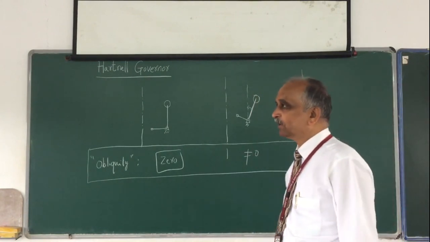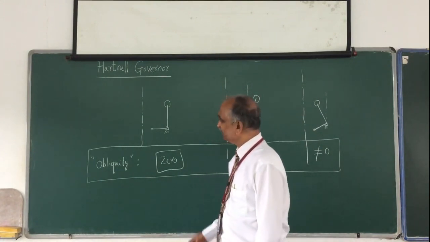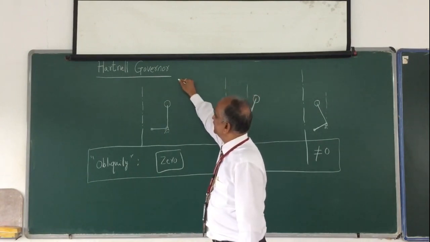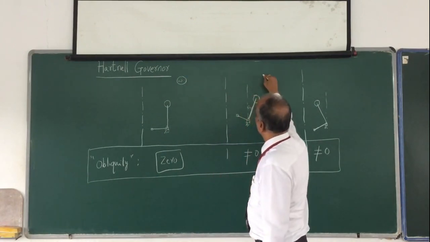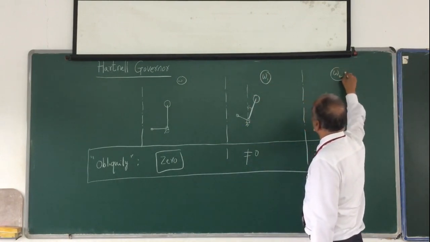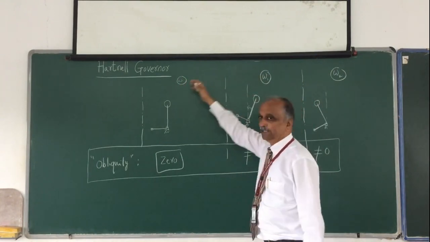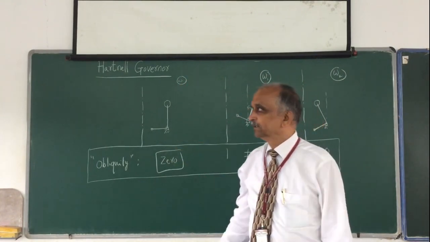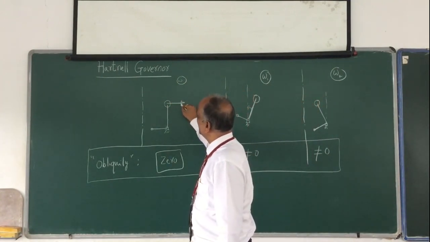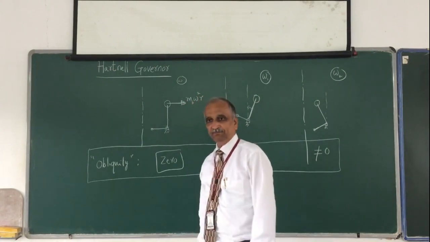Now what is the effect of this on our moment equations? Let me show the forces that are acting. Say here the speed is omega, here let the speed be omega 1, and here let the speed be omega 2. Definitely omega 1 is greater than omega, and omega 2 is less than omega because the ball has come inwards. So now, what are the forces? The centrifugal force, as we know, is m into omega square into r.